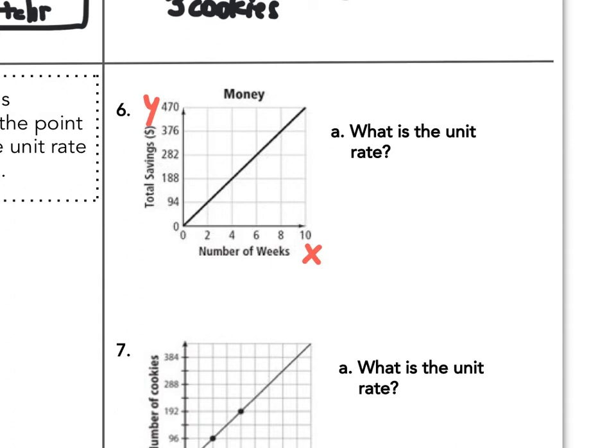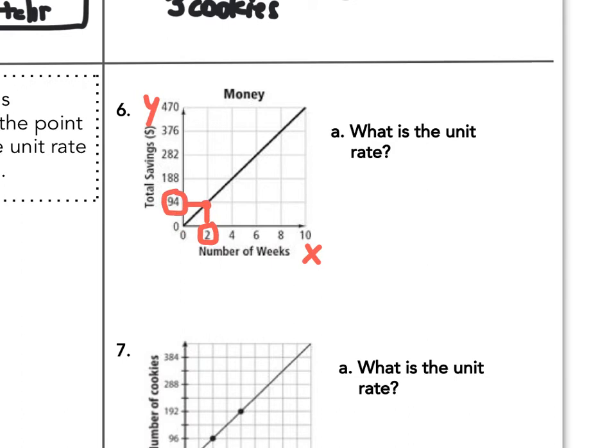Now, the problem with this is that on the x-axis, I don't see a 1 there. So what you can do if you don't see a 1 is take any point on this line where you can find the actual x and y value. So I'm going to pick this point right here. Then my x value here is going to be 2, and across, my y value is going to be 94.